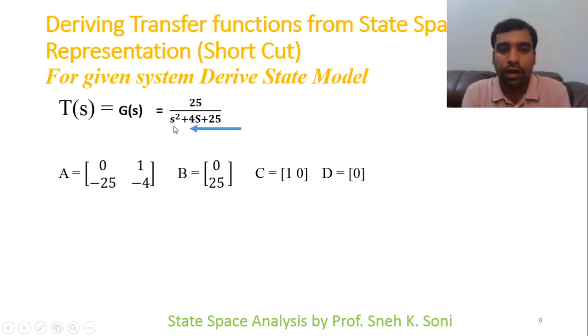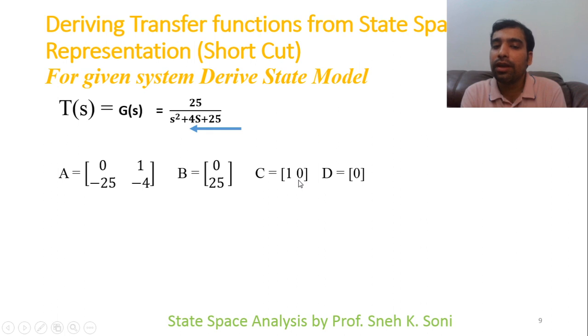Fine. Now if I have this kind of a problem in which I have a constant gain here, 25 upon (s square plus 4s plus 25). So here matrix A will be as it is, minus 25, minus 4, right? And second last row, last element will be 1. So here it is 1 and 0. B here is 0 and 25 because here it is not 1, it is 25.